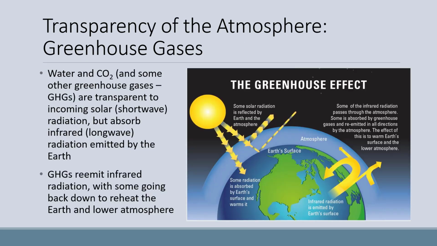The next topic that we are going to cover is greenhouse gases. Water and CO2, and some other greenhouse gases, also known as GHGs, are transparent to incoming or shortwave radiation, but absorb infrared or longwave radiation emitted by the Earth. Greenhouse gases re-emit infrared radiation, with some going back down to reheat the Earth and lower atmosphere a second time. This is known as the greenhouse effect because it is analogous to a seemingly transparent greenhouse keeping heat in.